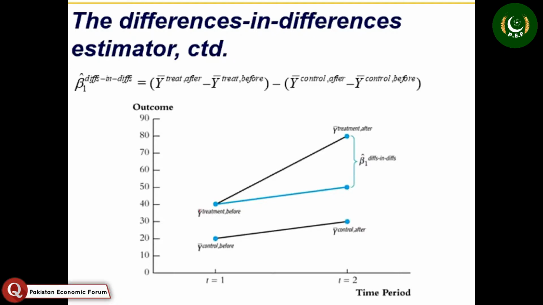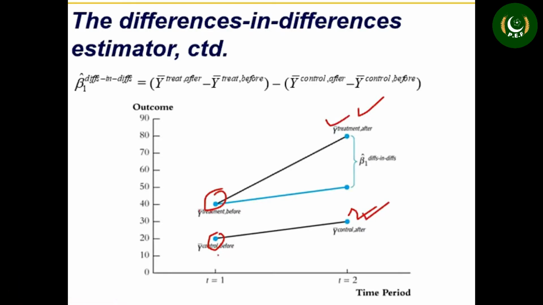So you have treatment before, and you have control group before. They are different from each other even at the beginning level. This is treatment before, this is treatment after, this is control before, this is control after. You see the treatment group moves from 40 to 80, and the control group moves from 20 to 30. So 10 units of improvement is automatic even if there is no treatment. Therefore we need to take this difference into consideration while calculating the actual effect of treatment.